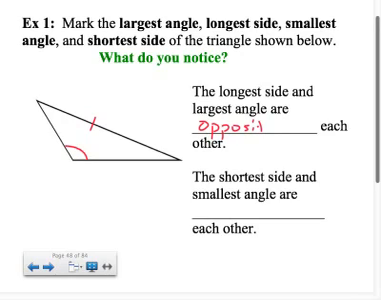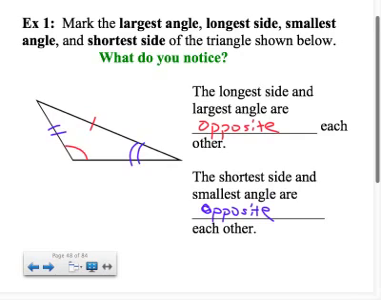The way it's written here, you'd say opposite each other. Oftentimes I'll just say across from each other, same idea. I mean the same thing. And the smallest angle here appears to be this one to me. And then the smallest side appears to be this guy. And so what you notice again is the shortest side and the smallest angle are again opposite each other.